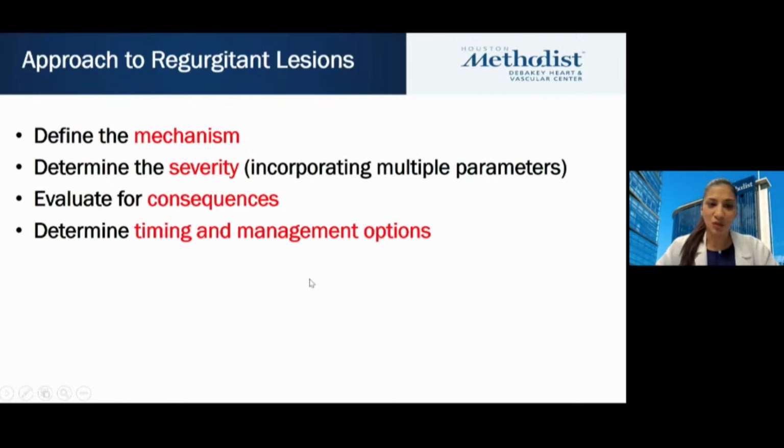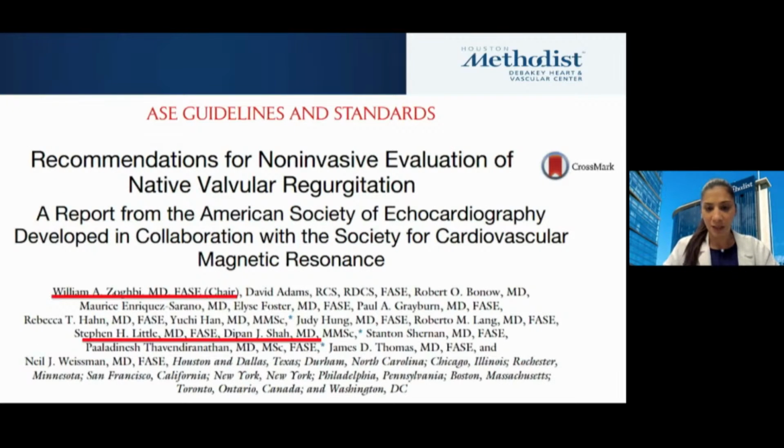This is my approach to regurgitant lesions. It's important to first define the mechanism, determine the severity, and evaluate for consequences of the regurgitant lesion, because that helps you determine the timing and the different management options. I'll be basing my talk on these recent 2017 ASE guidelines, and Dr. Zogby, Dr. Little, and Dr. Shah were all authors on this very important document.